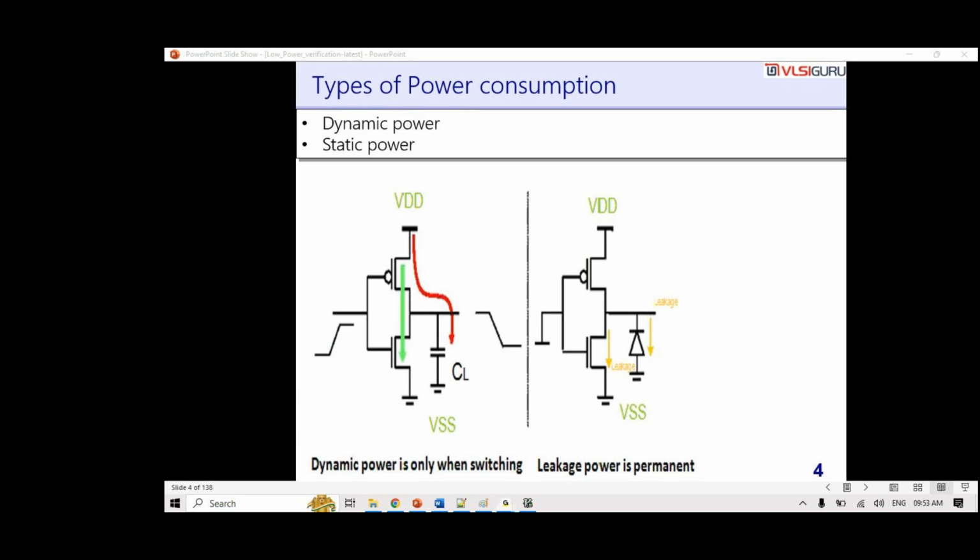Then we have leakage current. As you understand the design of the CMOS, the PMOS and NMOS, you will see that there are different types of leakage current that happen. The leakage that happens at the transistor level, the leakage that happens at the capacitor level. So there are different types of leakages that happen. We'll be talking about what those different types of static power are as well. There are four types of leakage currents.